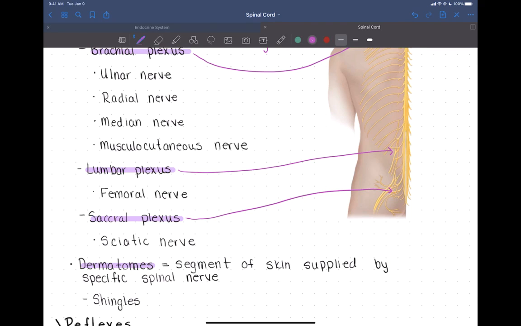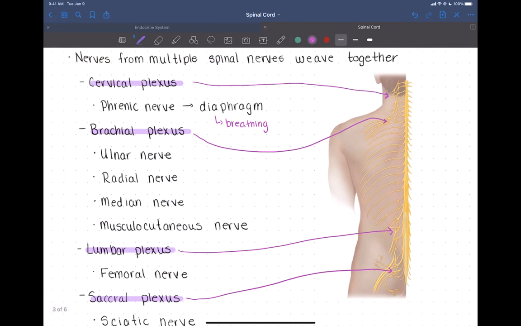That sacral plexus, one of the major nerves that comes from it is the sciatic nerve. The sciatic nerve controls the hamstrings, the posterior thigh muscles. So those are the plexuses, and a few nerves you should be familiar with that come from each of them.